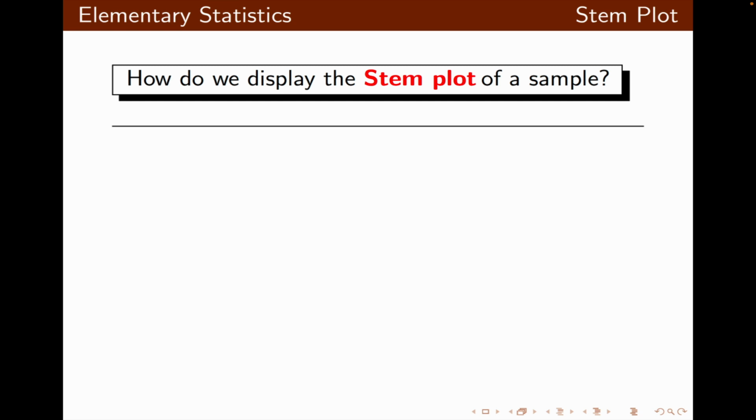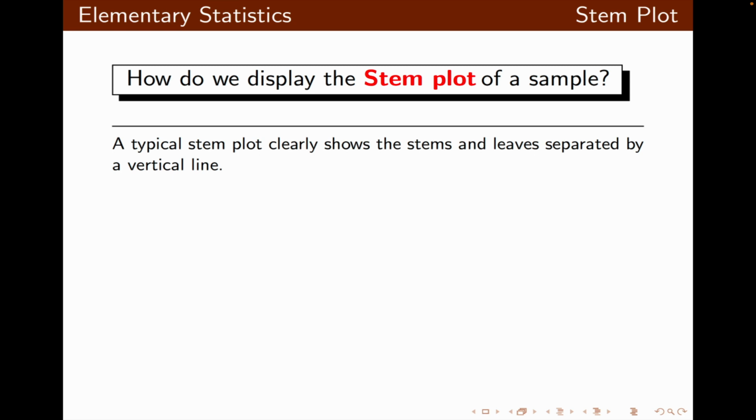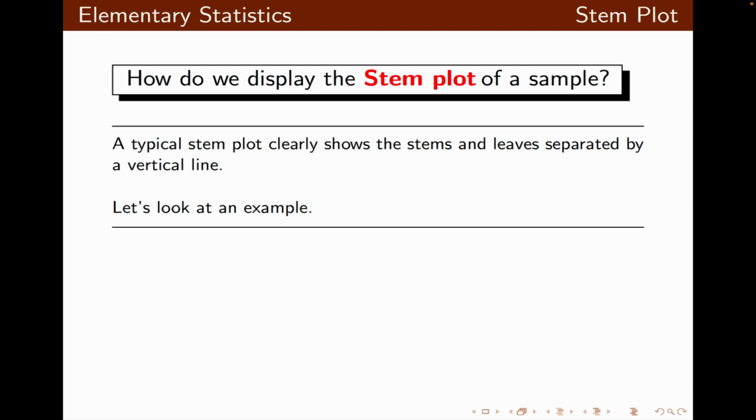So how do we display the stem plot of a sample? A typical stem plot clearly shows the stem and leaves separated by a vertical line. It's best to look at an example. The key for this stem plot is 5 | 4. That means that there is a data element 54. 10 | 2 means 102.